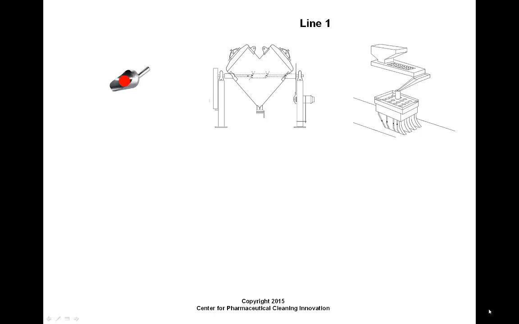So let's say we weigh up some active ingredient A, and we would transfer that into the blender, and in the processing we would get residues of A on the blender, and that would eventually go to the filler, and we would get residues of A on the filler.